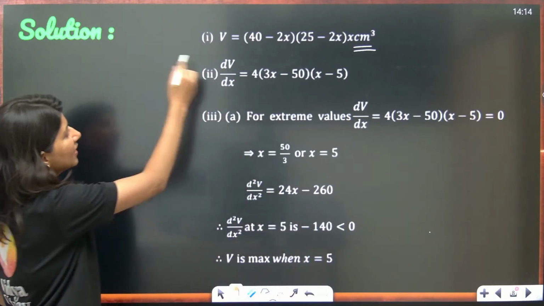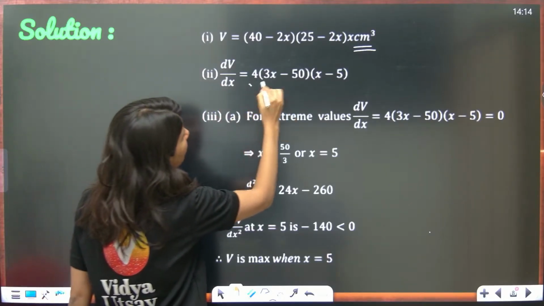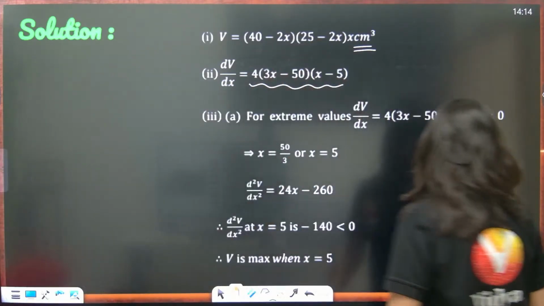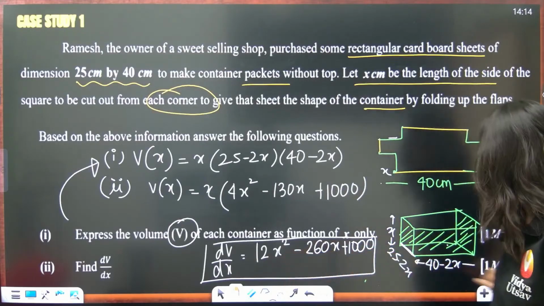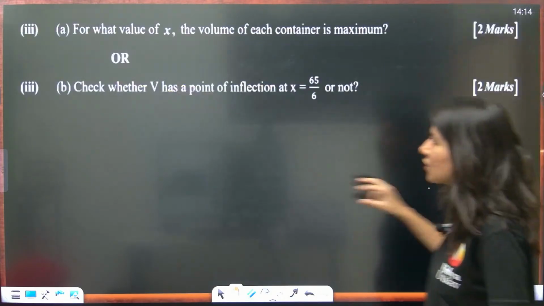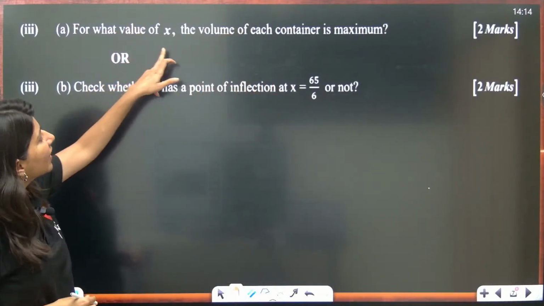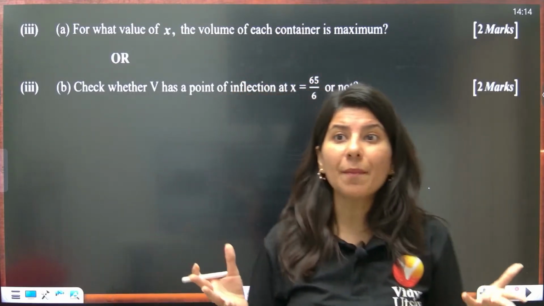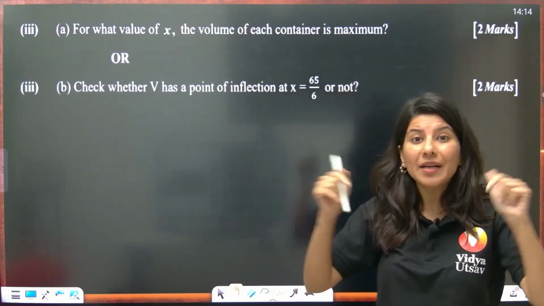So this is volume. If you multiply it, you will get dv by dx will be this. Okay, so you can multiply it. Now these are all three questions, right? So this is the second, dv by dx. Third question, ma'am, third question. So third question is having choice. Okay, for what values of x the volume of each container is maximum? They are talking about application of derivatives. Remember, local maximum, critical point, double derivative test.